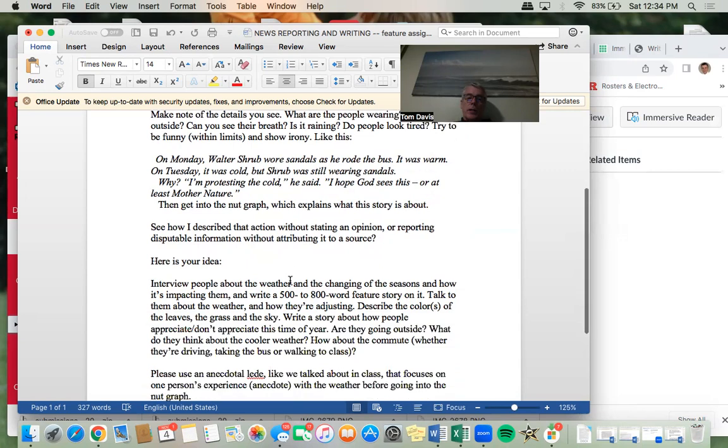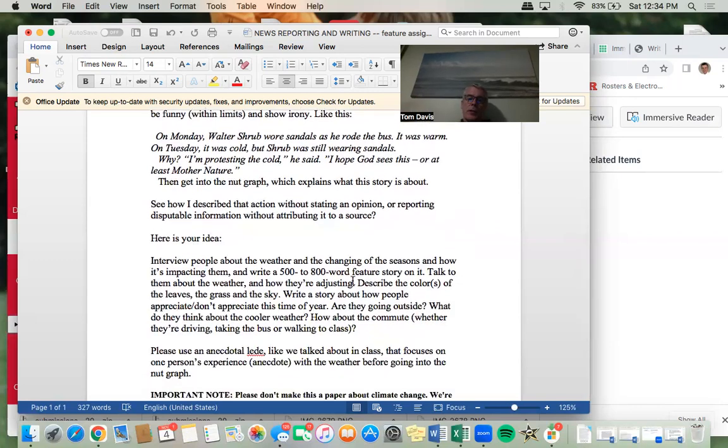So then you get into the nut graph, which explains what the story's all about. That essentially will be the consensus. What you're going to do is interview Rutgers students or people in the area. But if you don't live at Rutgers, then maybe just interview people in your typical area. If you're international students, same deal, obviously. Interview people about the weather and the changing seasons and how it's impacting them, and write a 500 to 800 word feature story on it.